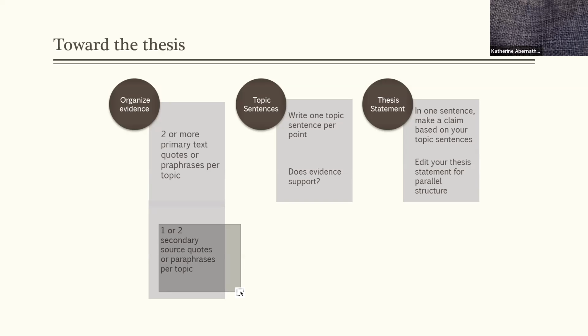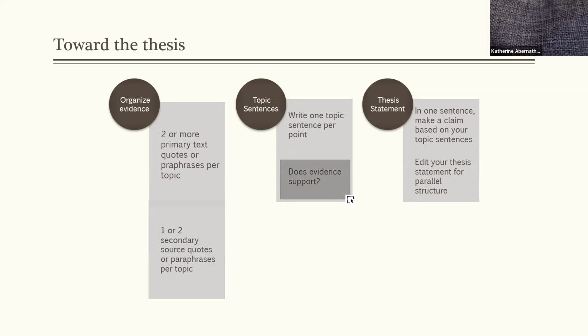And so for a more developed paper, you might need 1 or 2 secondary source quotes per topic. But here we're just going with a shorter paper this semester. All right, now you have this evidence, 2 primary pieces, 1 secondary piece. Now you want to put all of that together and write a topic sentence that covers those points.